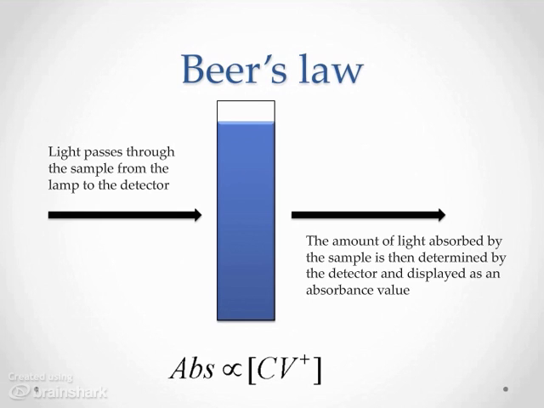Light passes from the lamp through your sample to the detector, and the amount of light absorbed by the sample is determined by how much light is hitting the detector, and that's displayed as an absorbance value for you. And what you'll notice as your reaction takes place is the purple colour will start to fade, so your crystal violet concentration will drop as your reaction proceeds.